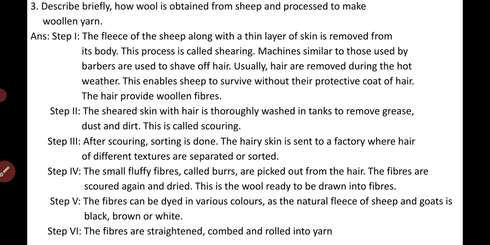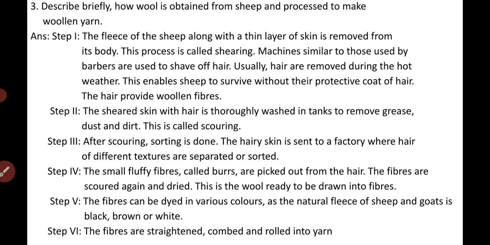Describe briefly how wool is obtained from sheep and processed to make woolen yarn. Step 1. The fleece of the sheep along with a thin layer of skin is removed from their body. This process is called shearing, right? And nowadays machines which are used by barbers to cut the hair of a person are used to remove the hair of the sheep. Hair is removed in the hot weather, and this enables sheep to survive without their protective coat of hair. This hair provides woolen fibers.